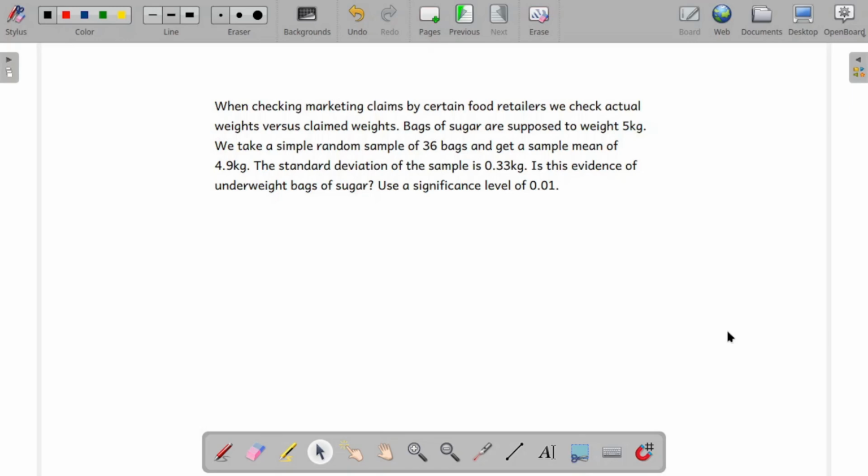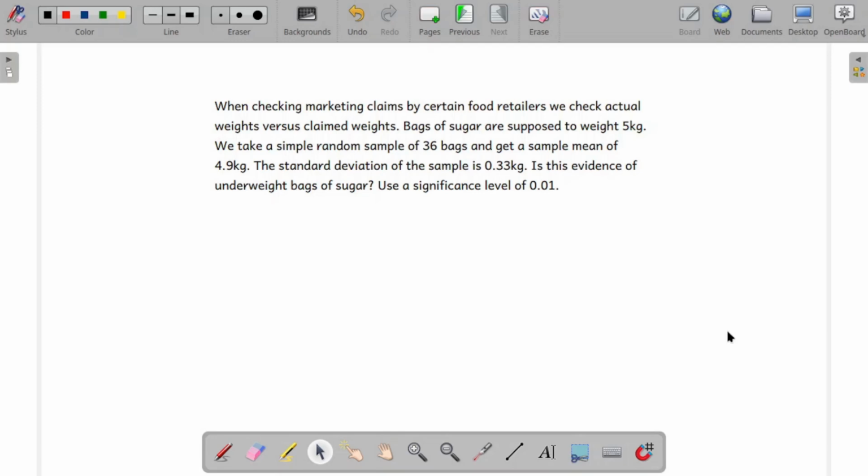When checking marketing claims by certain food retailers in Canada, we check actual weights versus claimed weights. As an example, bags of sugar that are supposed to weigh 5 kilograms may deviate. So we take a simple random sample of 36 bags, from which we get a sample mean of 4.9 kilograms and a standard deviation of the sample of 0.33 kilograms.